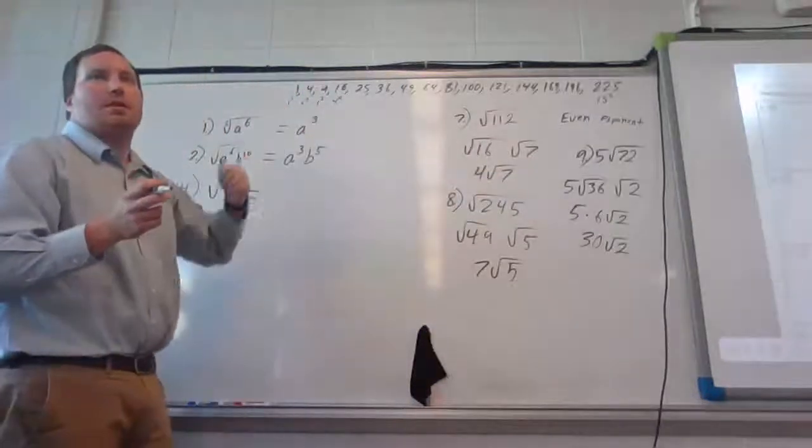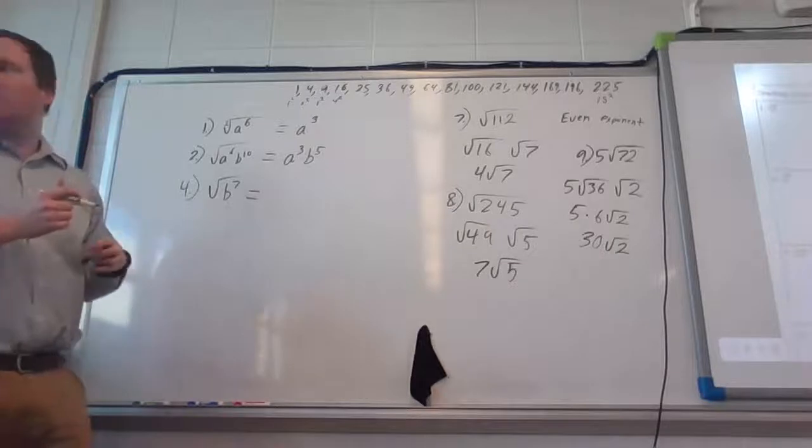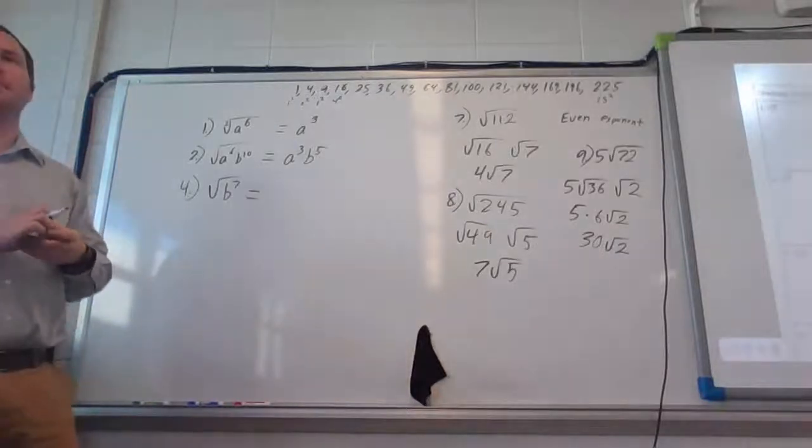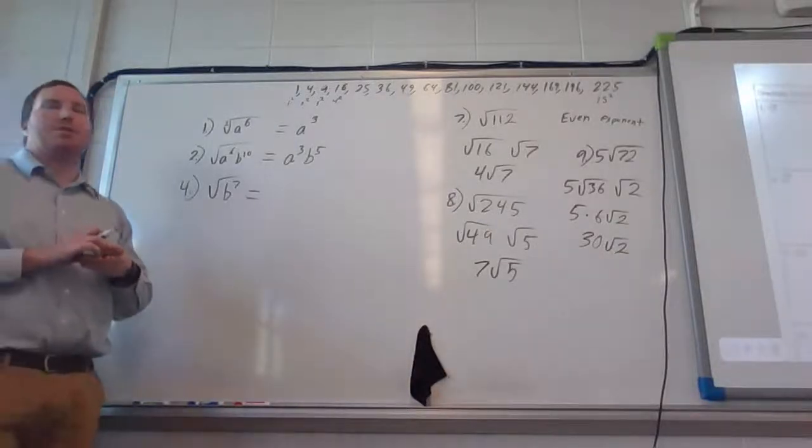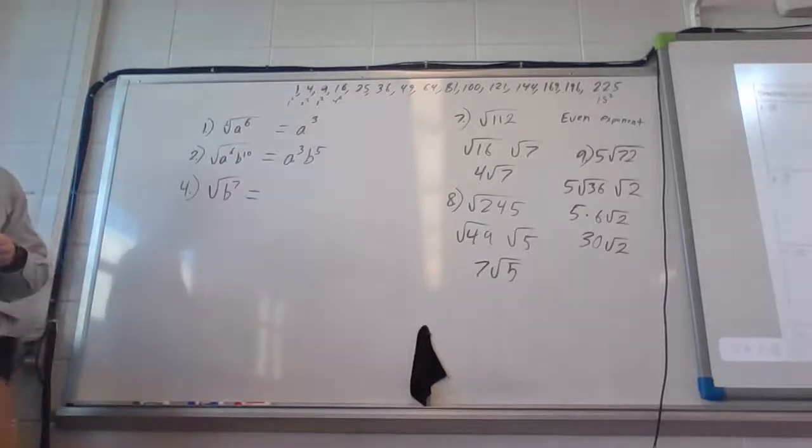Number 3 would be a^2 and then b^6. But you don't have to split it again. Once you do it once, you're done.